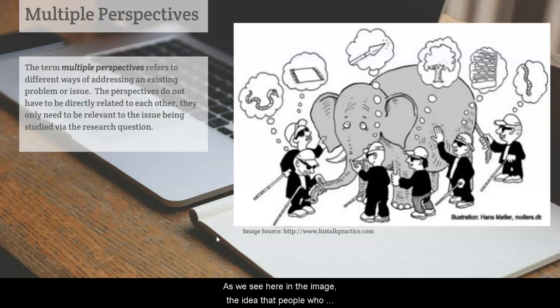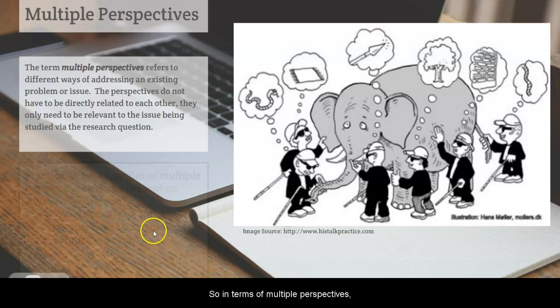As we see here in the image, people who cannot see an elephant, depending on what part of the elephant they're interacting with, will have a different viewpoint or argument about what that animal is or whether or not it is even an animal.